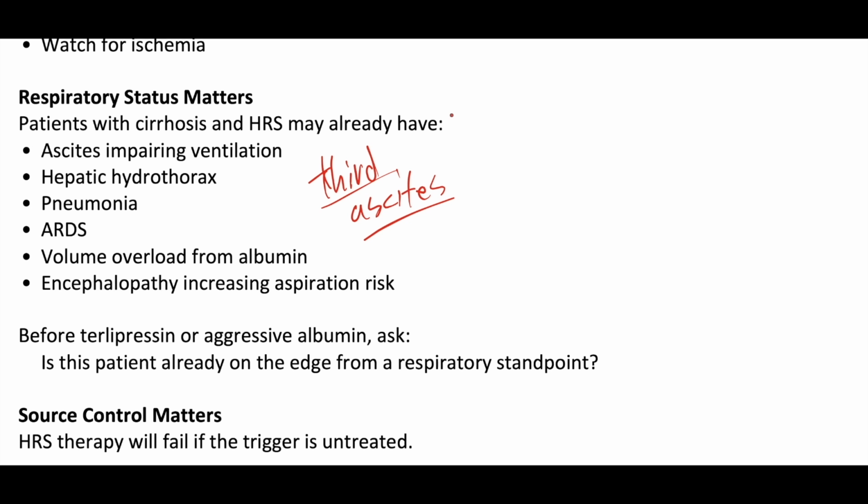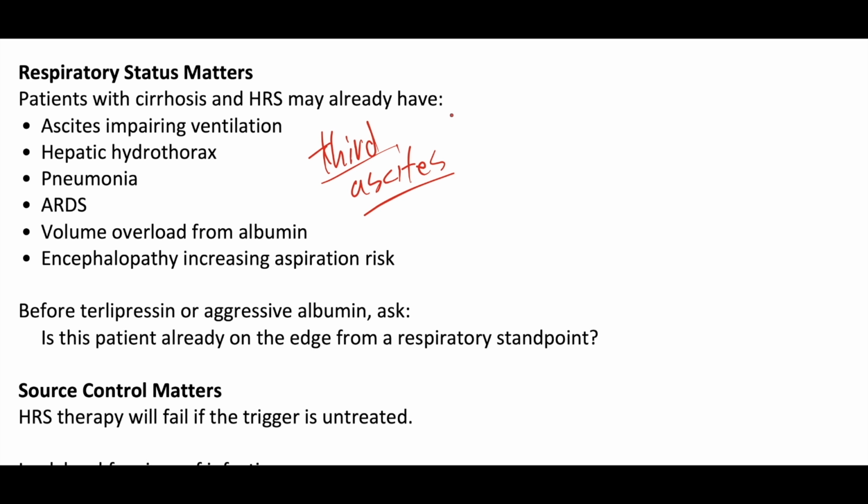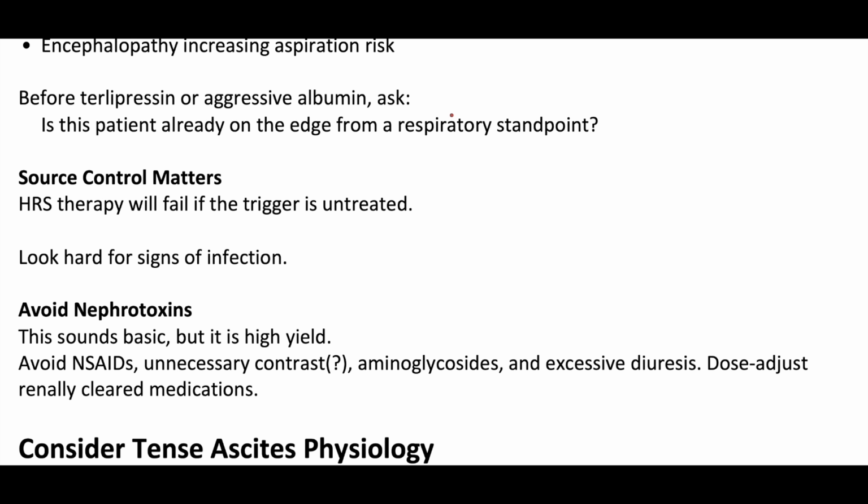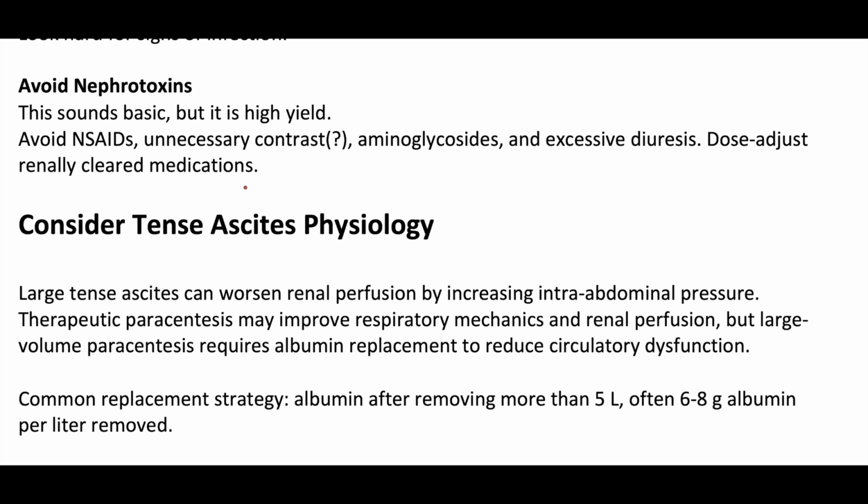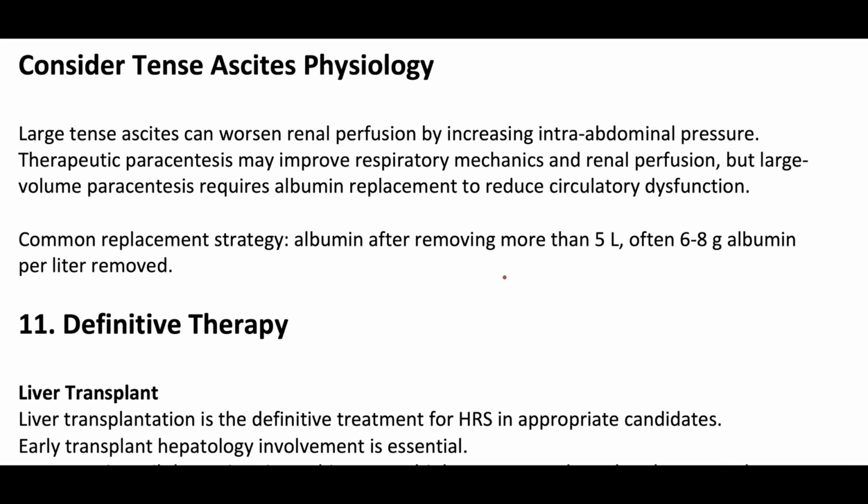So before you're super aggressive, just make sure the patient has kind of enough space from a respiratory standpoint. And then remember, source control matters. Triggers are important. You need to treat the underlying trigger. And then as with any AKI, avoid those nephrotoxins, right? That seems fairly obvious. One thing to note here is related to tense ascites.